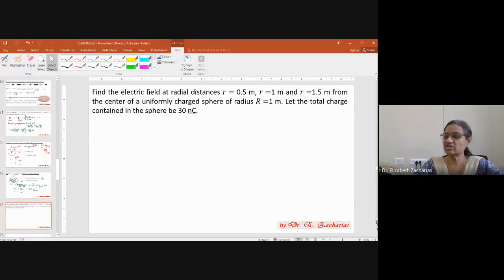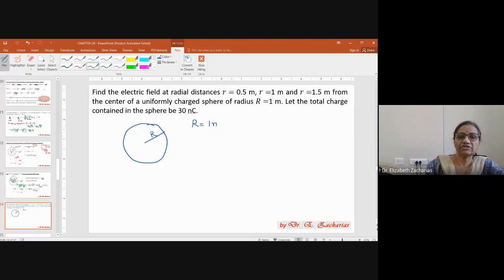Okay, now let's just try this problem. If you have understood what I have said, you should be able to get this problem. Find the electric field at radial distance 0.5 meter, 1 meter and 1.5 meter from the center of a uniformly charged sphere of radius R equal to 1 meter carrying a total charge Q equal to 30 nanocoulomb. So the total charge in the sphere is 30 nanocoulomb.